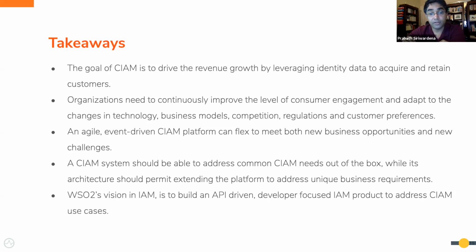An agile, event-driven CIAM platform can flex to meet both new business opportunities and new challenges. The CIAM system should be able to address common CIAM needs out of the box, while its architecture should permit extending the platform to address unique business requirements. WSO2's vision in IAM is to build an API-driven, developer-focused IAM product to address CIAM use cases.